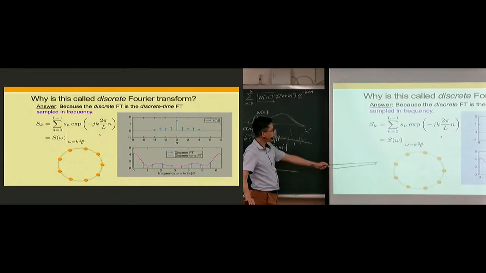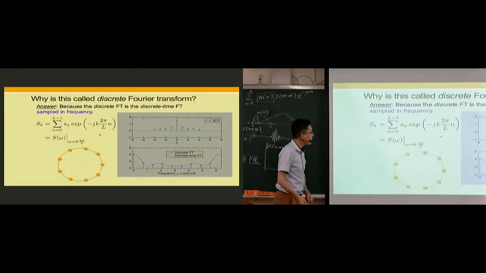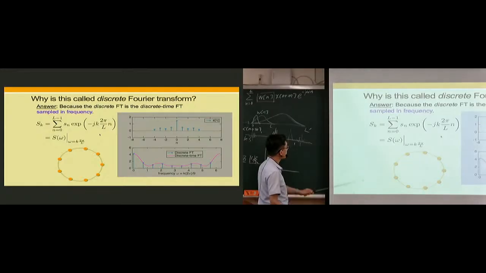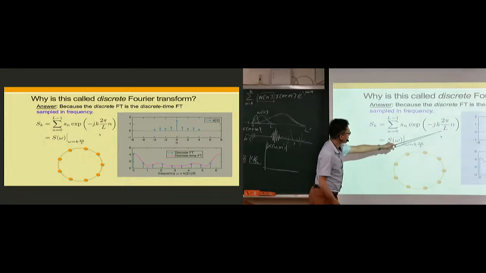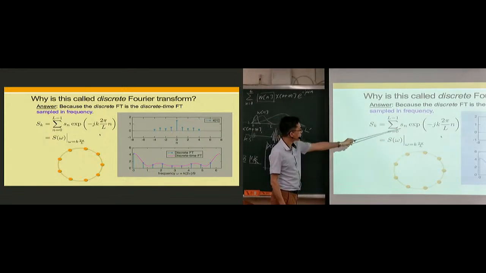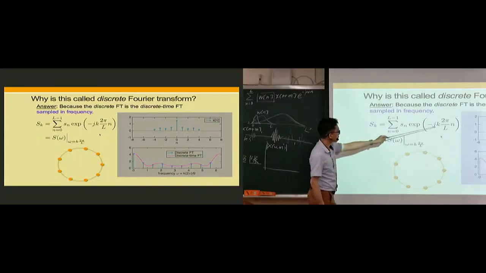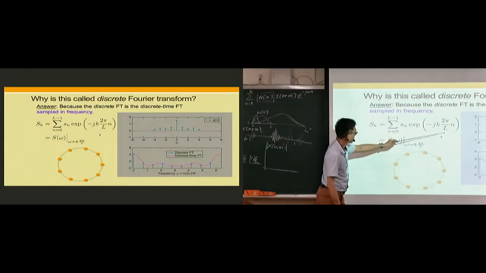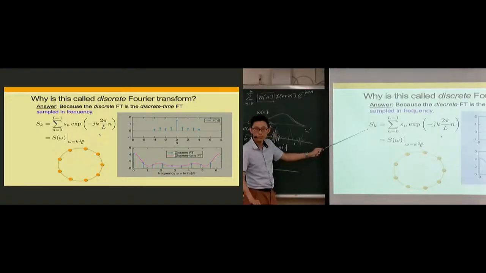So let's take a look. I have a few visualizations right here. Let's focus on the left. That's the very definition we had in the previous slide. A block of signal which has a length L, and we are evaluating the spectrum at exactly k times 2 pi divided by L, and the result is denoted as big S k.